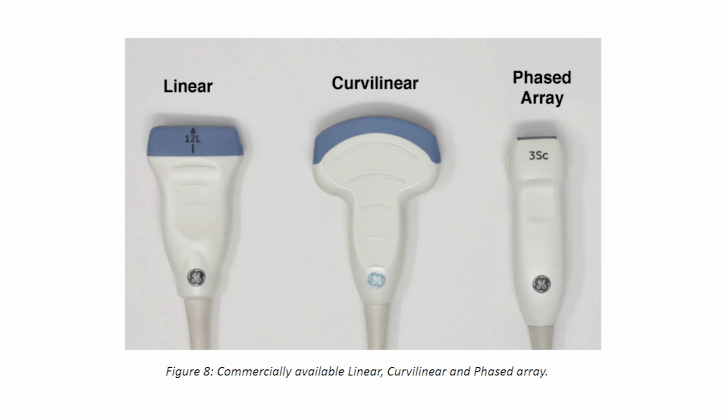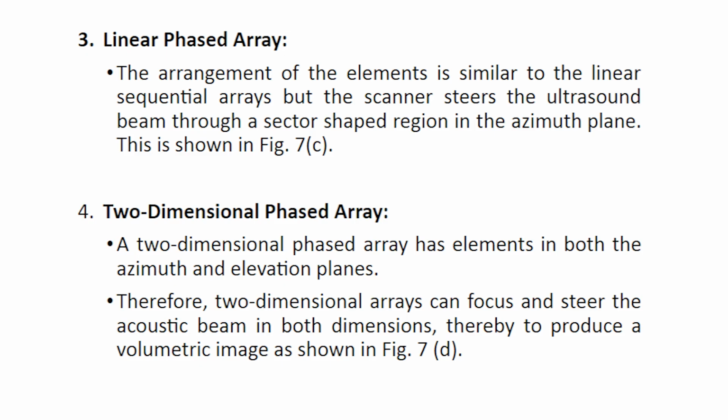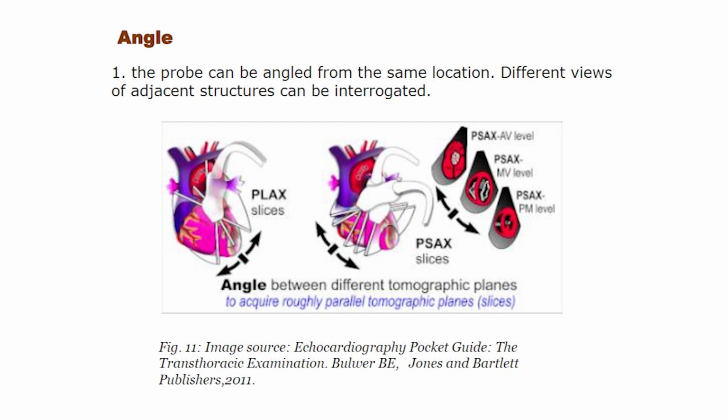Now, fourth one, two-dimensional phased array. A two-dimensional phased array has elements in both the azimuth and elevation planes. Therefore, two-dimensional arrays can focus and steer the acoustic beam in both dimensions, thereby producing a volumetric image as shown in figure 7d. Figure 7 shows different arrangements in multi-element array scanners: linear sequential arrays, curvilinear array, linear phased array, 2D phased arrays.